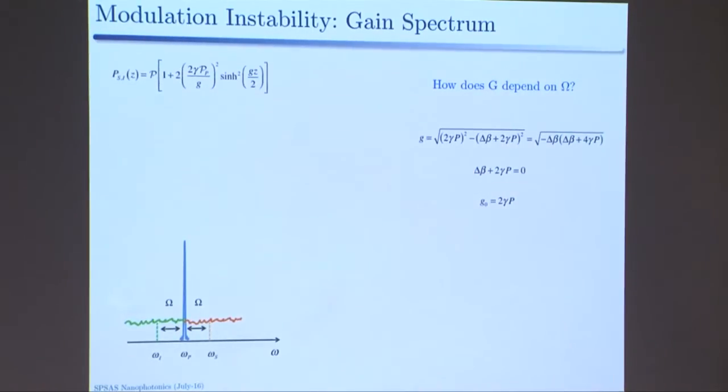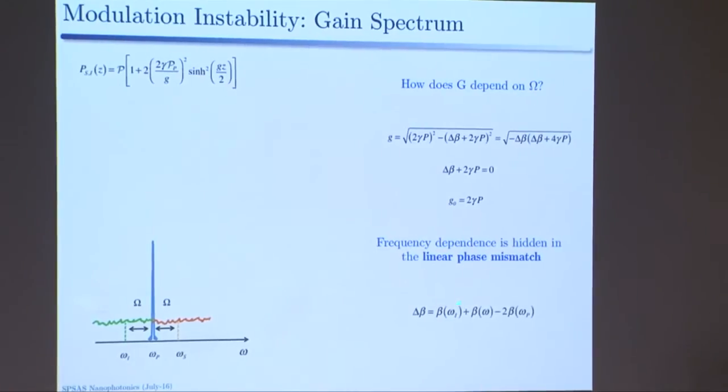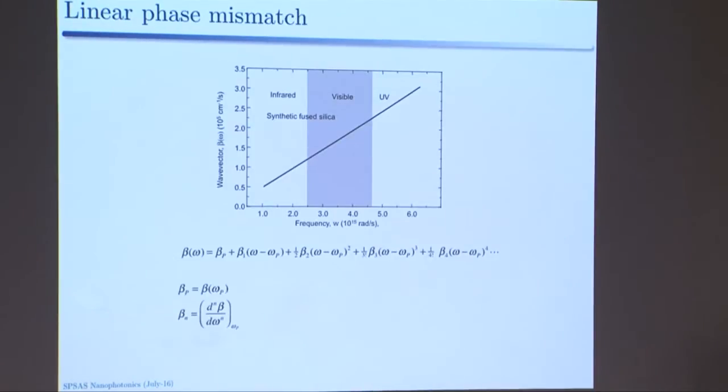So I need to know beforehand how beta depends on frequency. How do I know that? By solving the eigenvalue problem, the eigenmodes. And then calculating this. If I know beta, I calculate beta at omega I, beta at omega S, and then minus 2 omega P. That difference gives me this term. And if I change omega I and omega S, then this term changes, then the g term changes, and then the gain changes. So let's look at an example now.